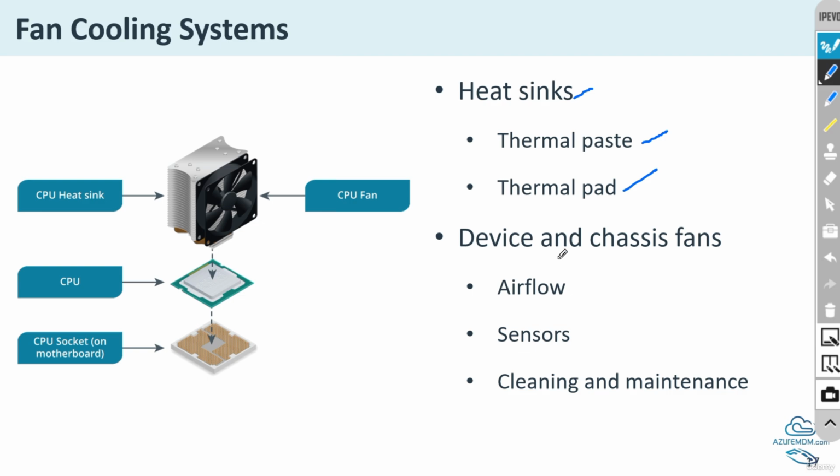Now let's talk about device and chassis fans. A fan blows cool air in and pushes hot air out to keep the system from overheating. Airflow is the movement of cool and hot air inside the case. Good airflow keeps temperature low. Sensors are tiny detectors that monitor temperature, fan speed, and voltage to prevent overheating. Cleaning and maintenance means removing dust and checking parts regularly to keep cooling working properly.